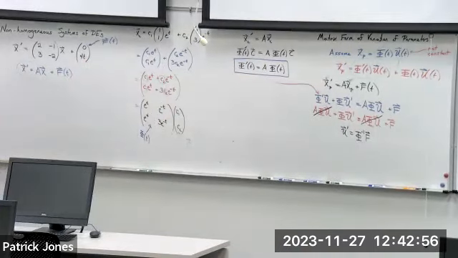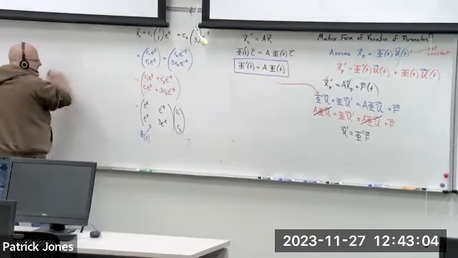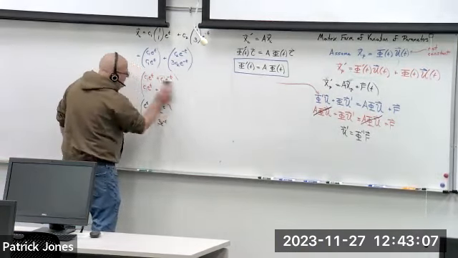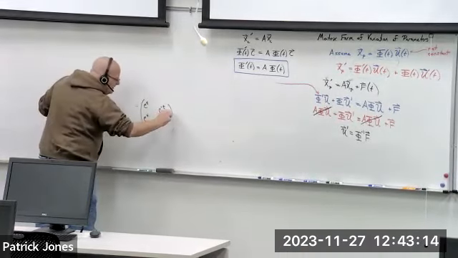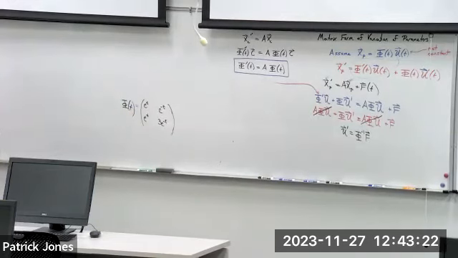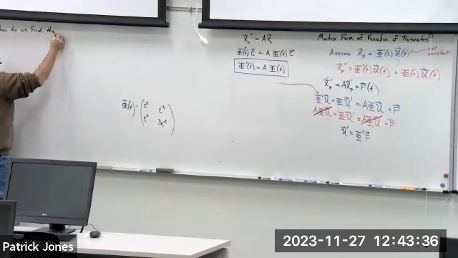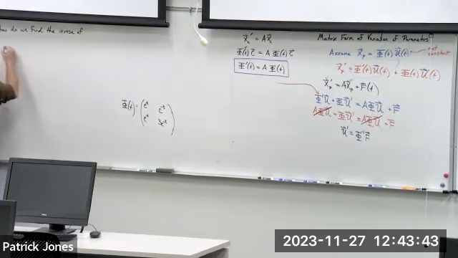It involves some determinant stuff, but let's back up. Okay, I don't want to erase that. This is my phi of t. We'll come back to the phi and its inverse in a second. But first of all, just how do we find the inverse of a 2x2 matrix?